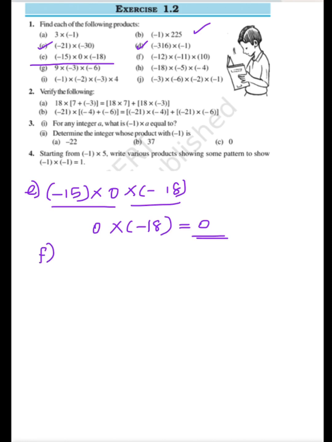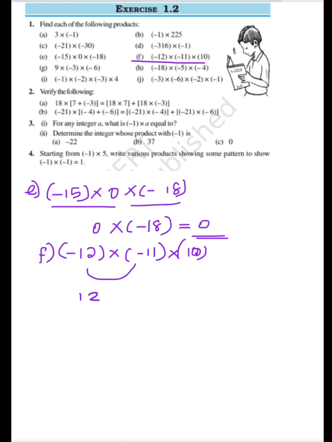Now let's see F. F is minus 12 into minus 11 into 10. So first let's do this one, that is 12 into 11. First let's multiply without considering the signs, and at last let's put the sign. What is 12 into 11? 2, 1, 2, 1. So 2, 3, 1.